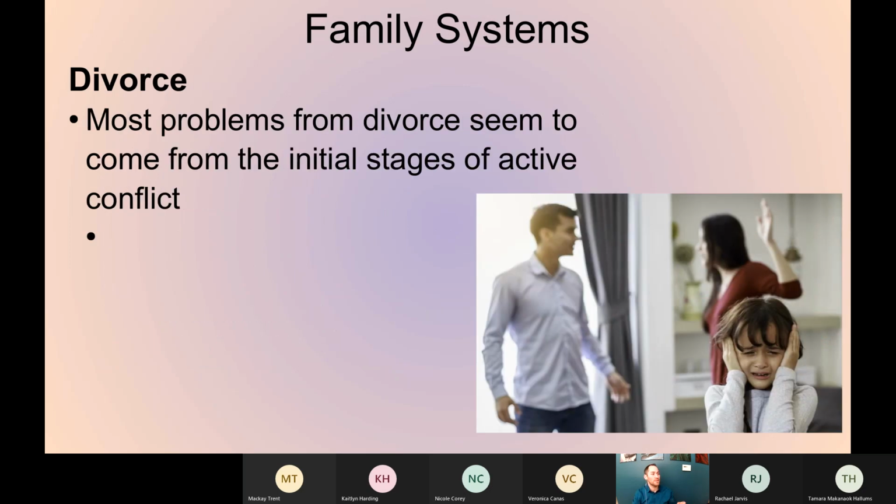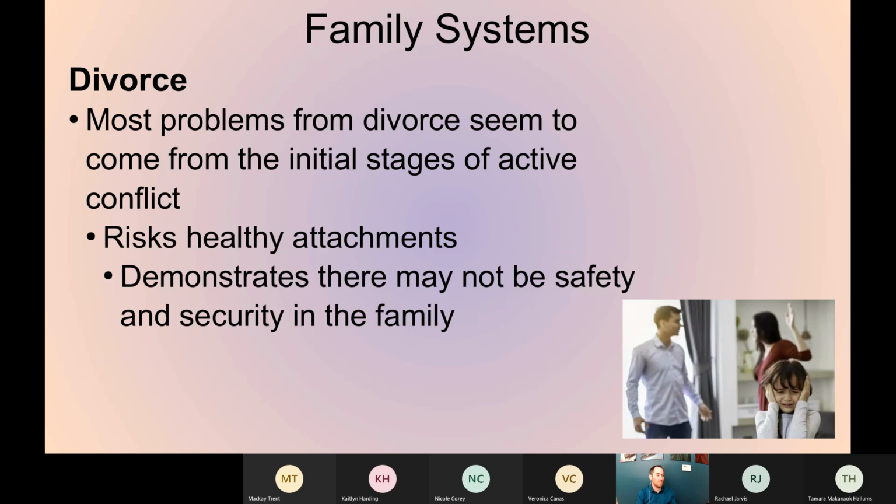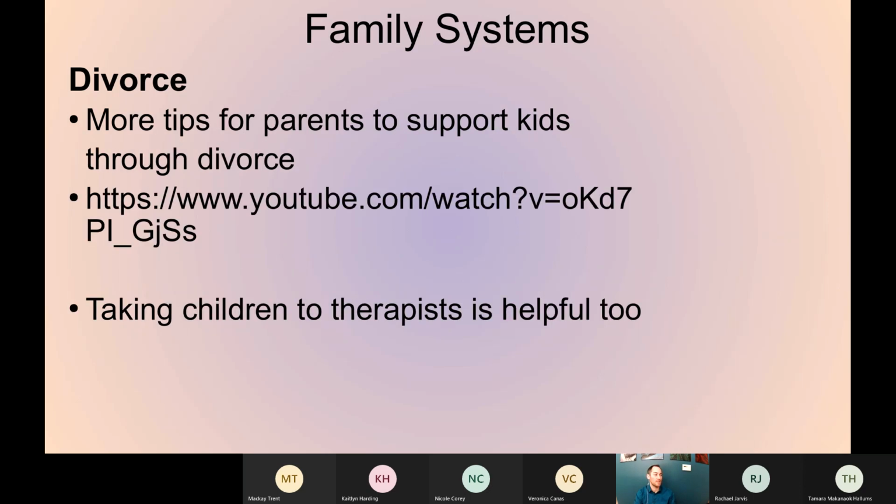Most problems coming from a divorce do seem to come from the initial stages of active conflict. When there's first the conflict between the parents, most of the problems the child seems to have can be traced to those initial conflicts, because they're usually more extreme at the beginning versus when they decide, hey, we are going to split up, and go through the process. So this risks the attachment of the child to their parents. They might have had a secure attachment, but now they no longer feel that secure attachment anymore. They feel that there's not safety and security.